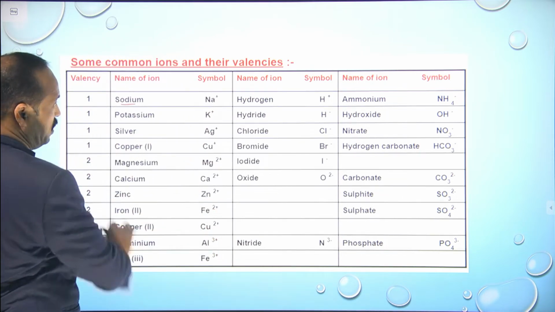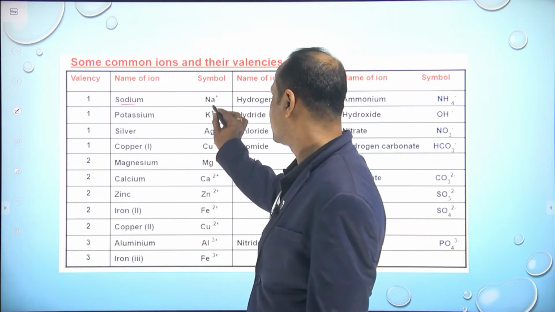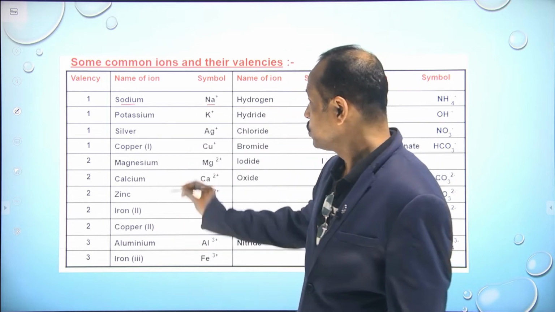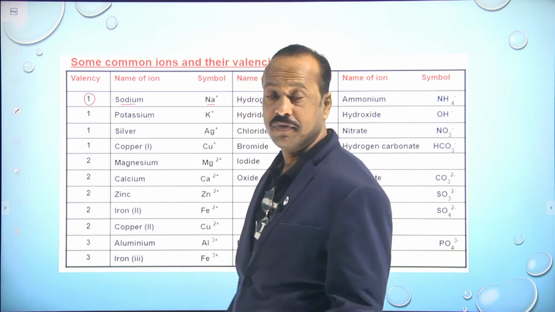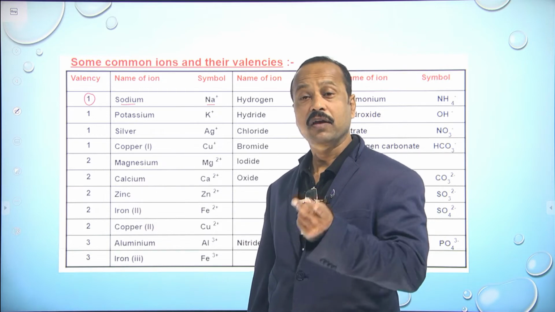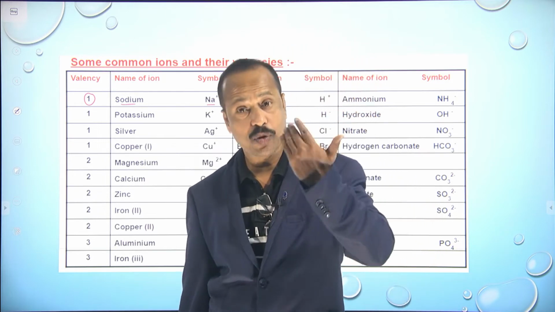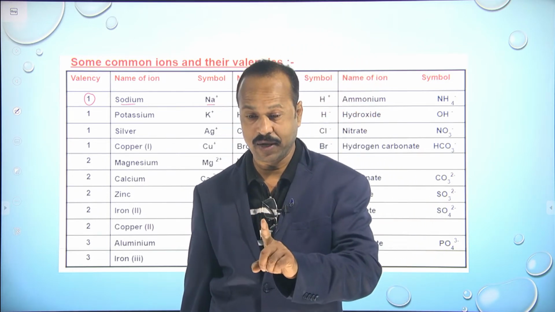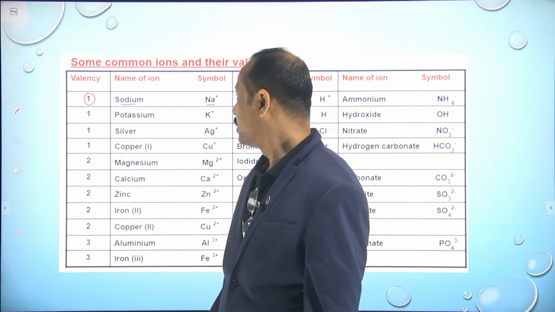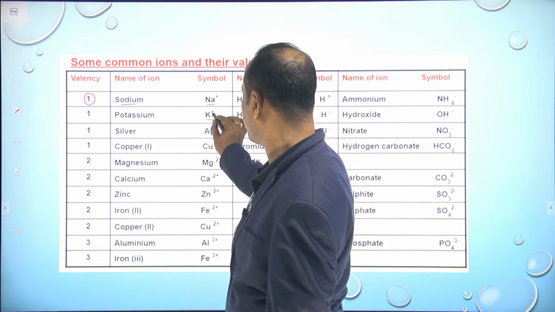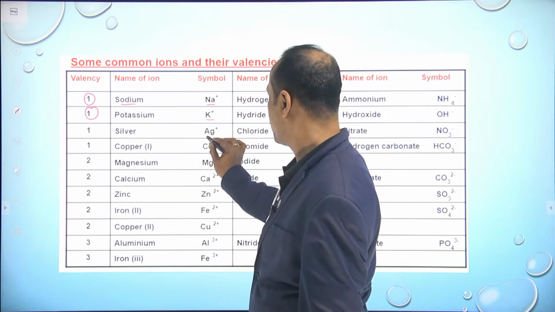Just see here, sodium is losing 1 electron, so it becomes Na plus. As it is losing one electron, we take the valency of sodium as 1. If it is losing 2 electrons, we take its valency as 2. If it is losing 3 electrons, we take its valency as 3. Similarly, if it takes 1 electron, here also we take the valency as 1 only. If it is taking 2 electrons, then the valency is 2. Here potassium ion is losing 1 electron, so only 1 plus charge is there, so its valency is 1. Silver, here also 1.